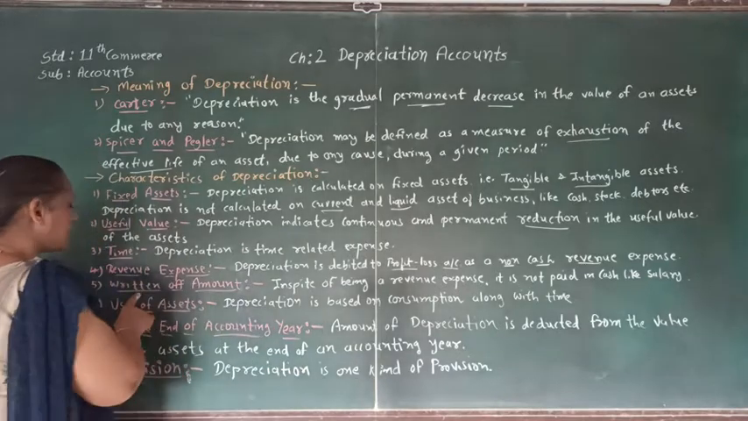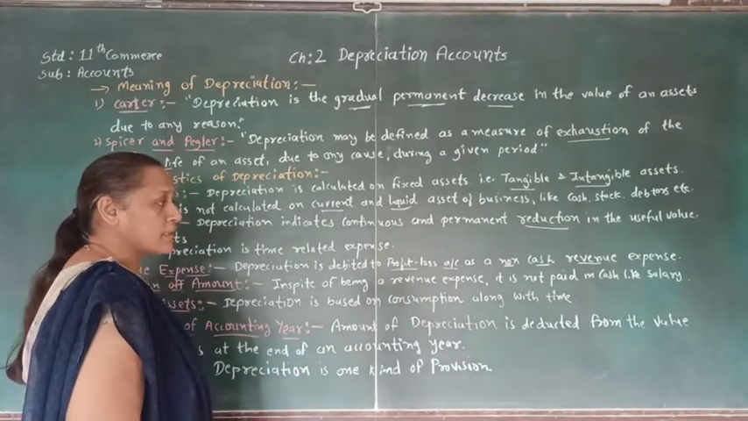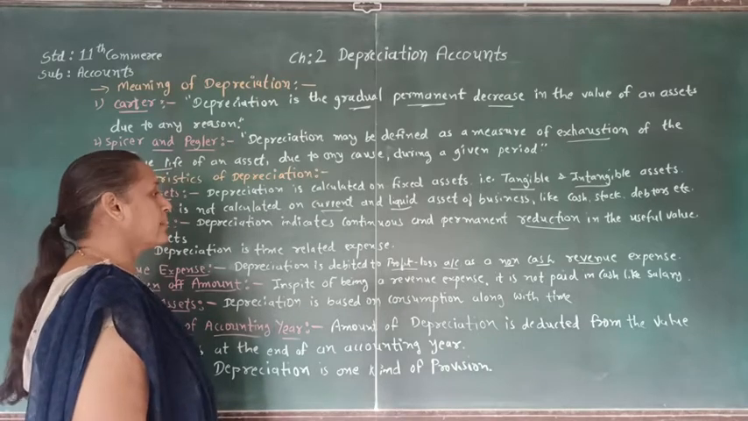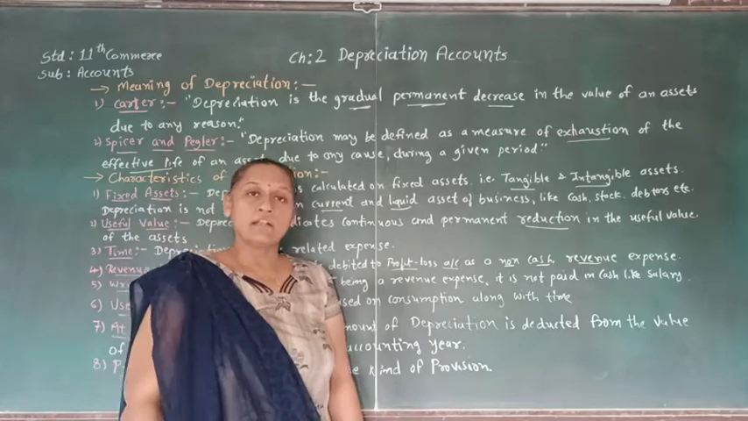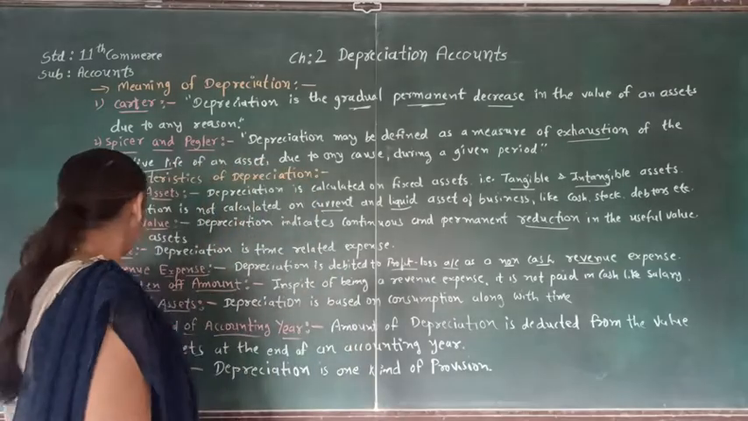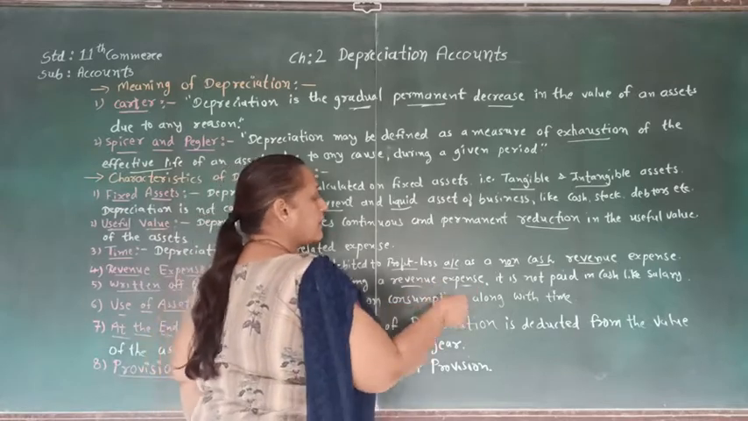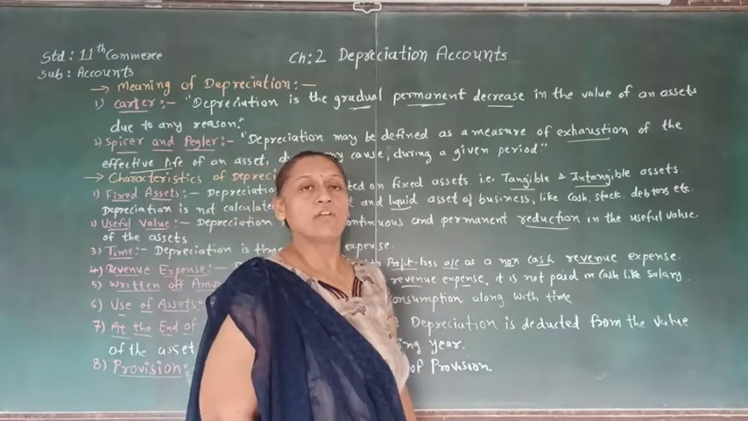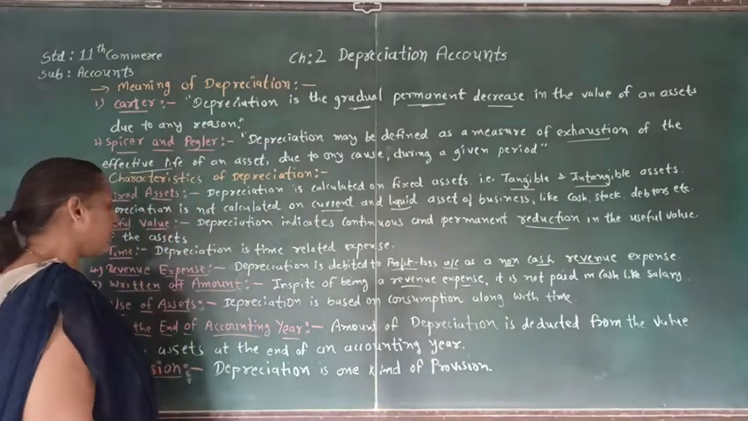Now the next is the return of amount. In spite of being a revenue expenditure, it is not paid in cash like salary or rent or other expenses. So here it is a revenue expenditure, but we are not paying in cash like other revenue expenditure.